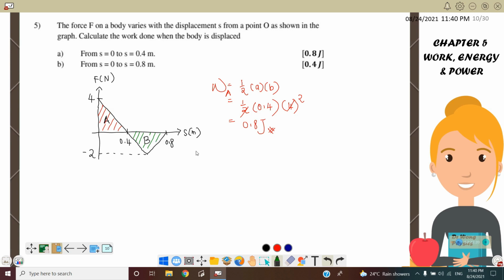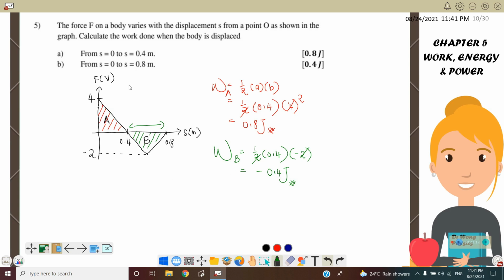Work done for part B is again equal to half AB. A is our displacement, where our displacement is 0.8 minus 0.4. So we just substitute 0.4, and the force here is negative 2. So we substitute the value negative 2. The 2s cancel off, and finally you will get negative 0.4 joule. So this is the answer.